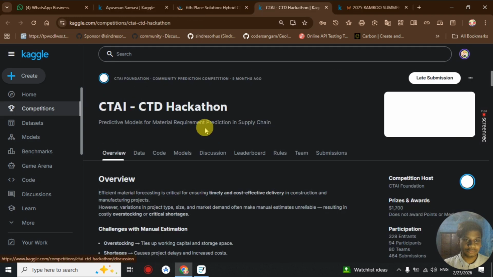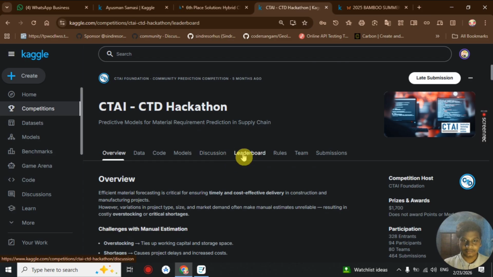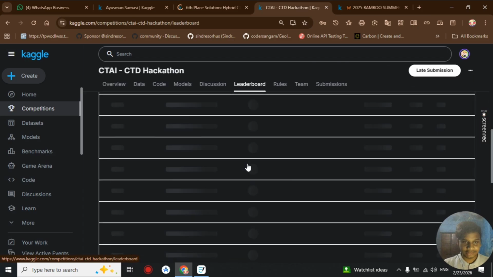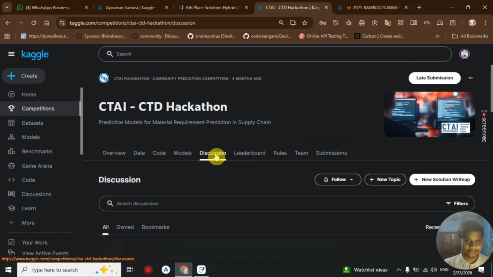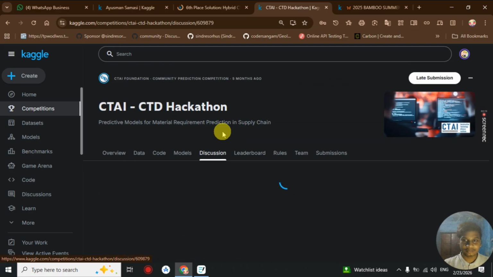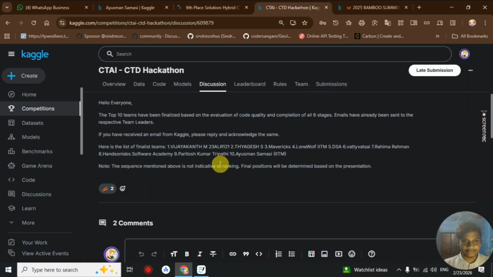Then I have my next competition, which is the CTD Hackathon, and here I scored 13th rank for this competition, okay? If you see here in the discussion, basically after the results were verified, my final rank was 10th rank here, okay? So you would see here the 10th rank is my name, okay?